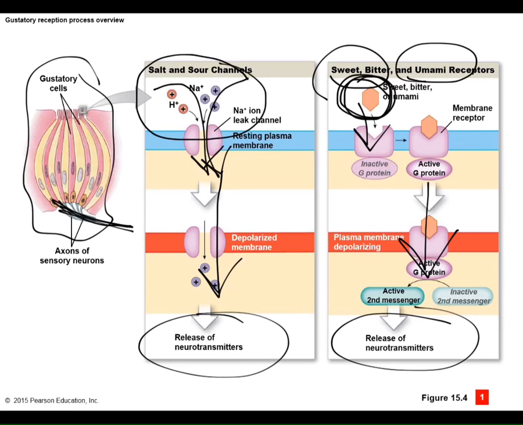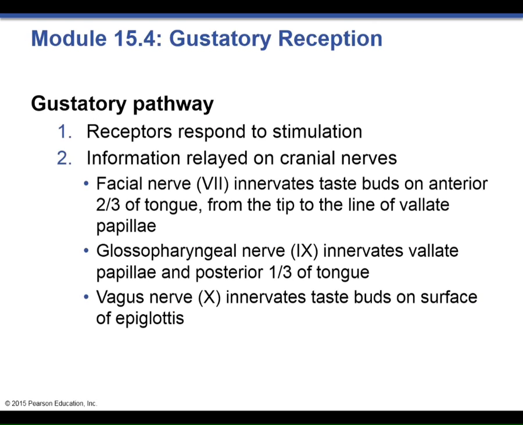So this is what's going on with taste, and this is your 7th and 9th nerve. And that's all listed here for you. The 7th nerve, the facial nerve, right? The front 2/3 of your tongue. And the 9th nerve, the glossopharyngeal nerve, the back 1/3.